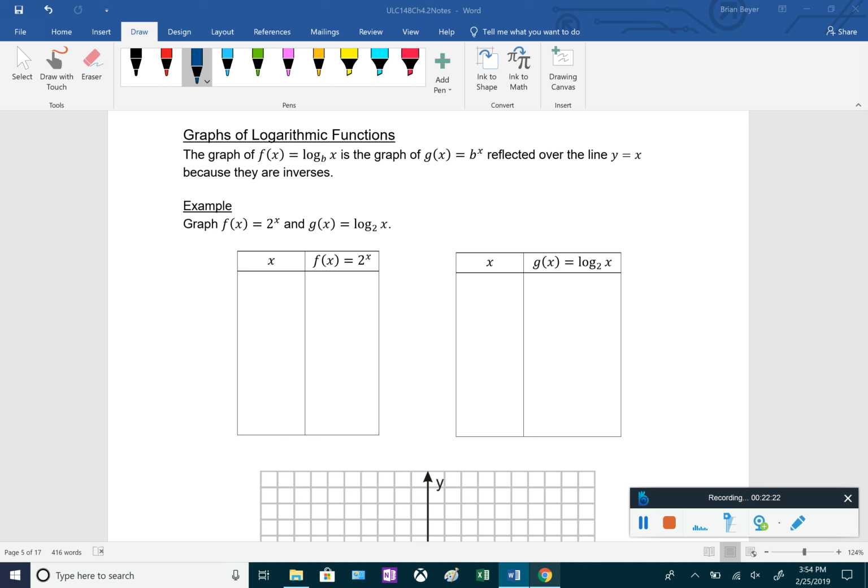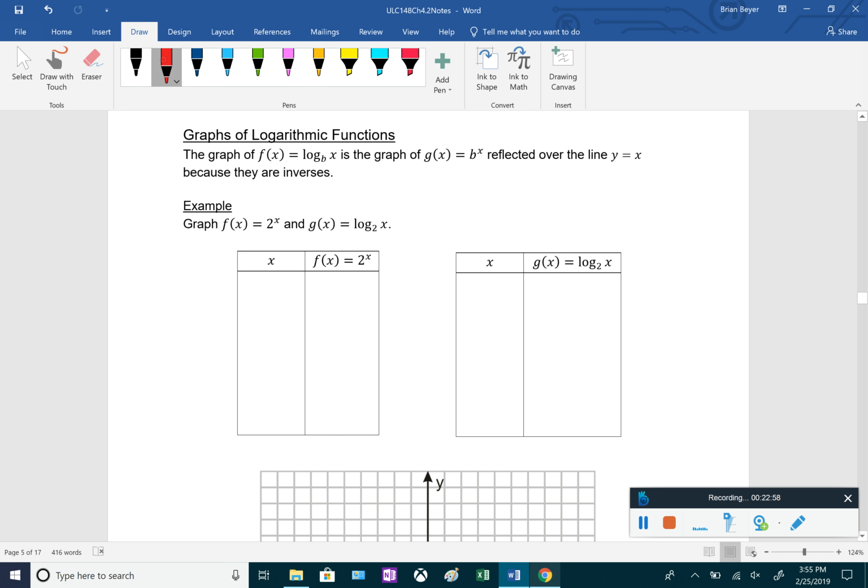So getting into the graphs of logarithmic functions, the graph of the function f of x equals log base b of x is going to be the graph of g of x equals b to the x. So it's going to be the graph of the exponential with the same base reflected over the line y equals x. The reasoning is because they're inverses. So if you remember, inverse functions are, graphically speaking, reflections of each other over the line y equals x. So let's graph f of x, which is 2 to the x, and g of x, which is log base 2 of x on the same set of axes to see what that looks like.